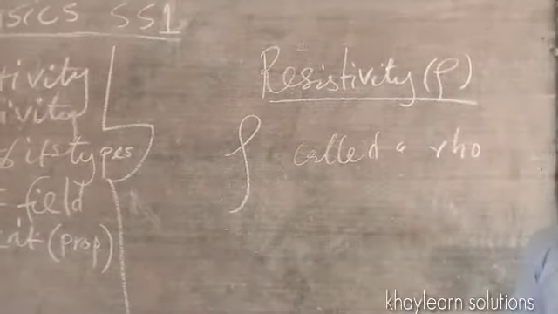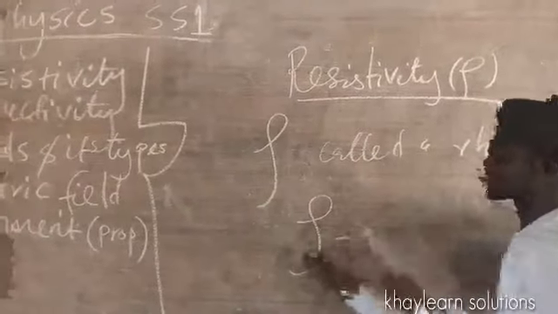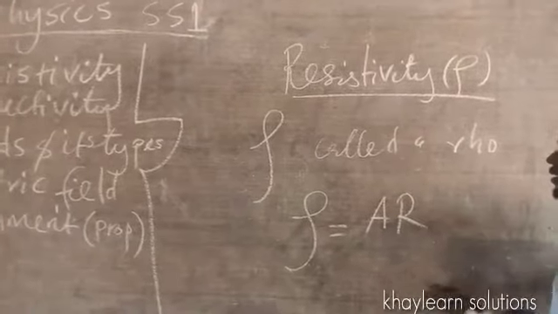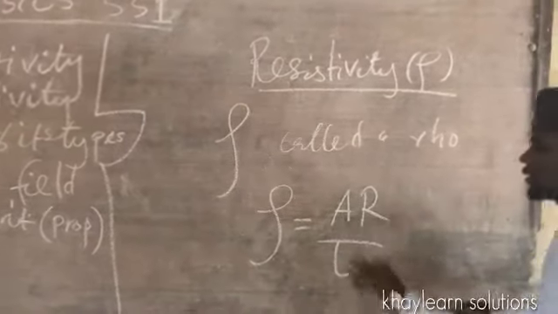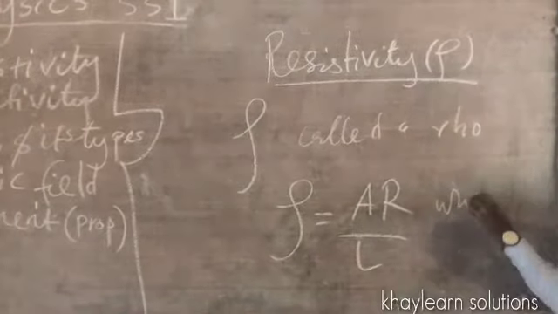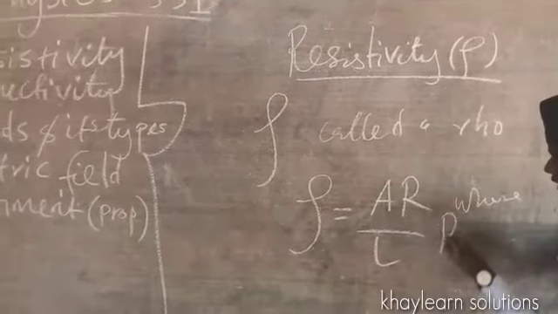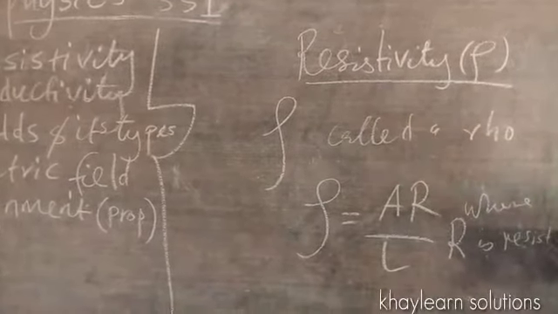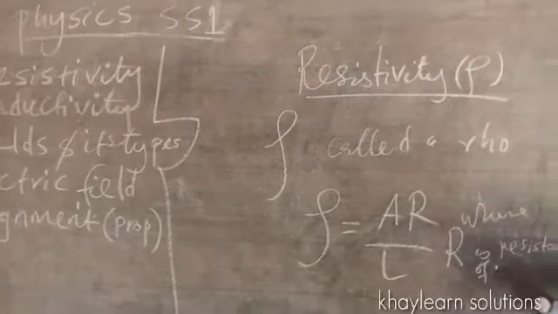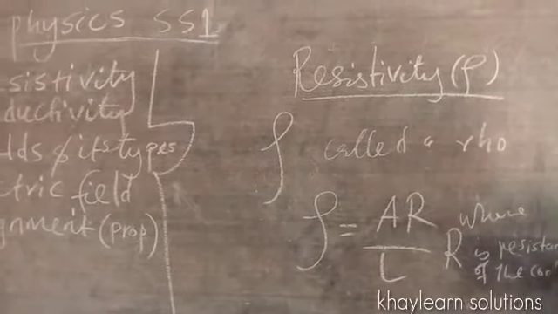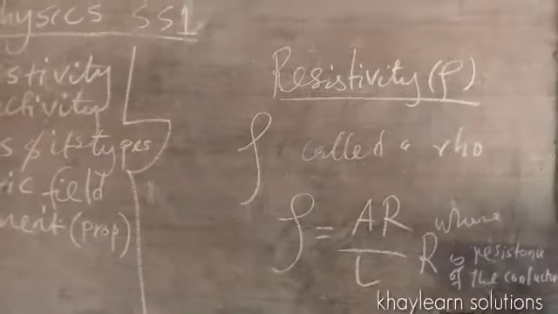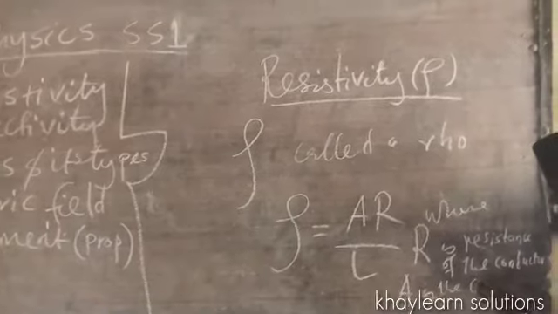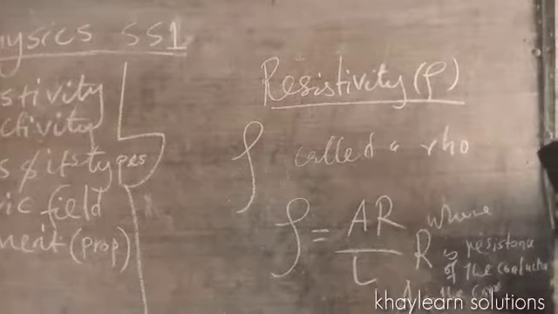And the formula for resistivity is: rho equals R A over L, where R is the resistance of the conductor, and A is the cross-sectional area.